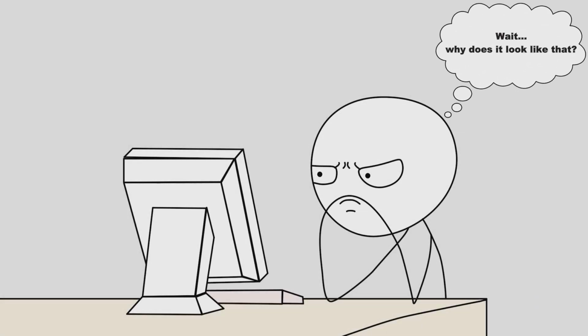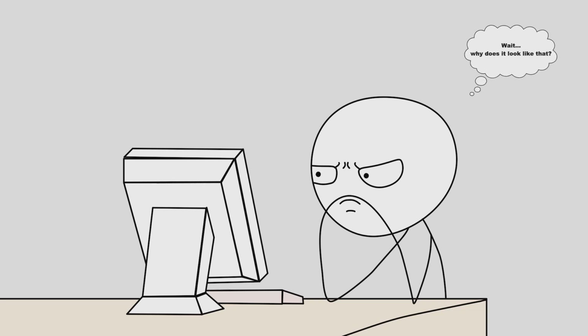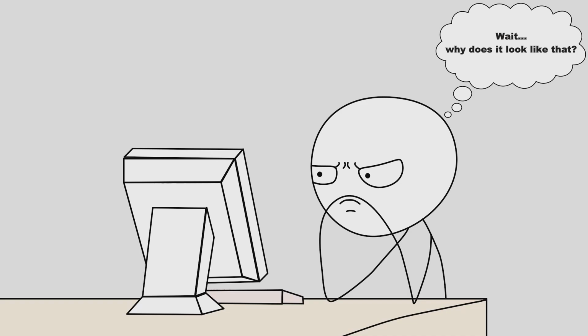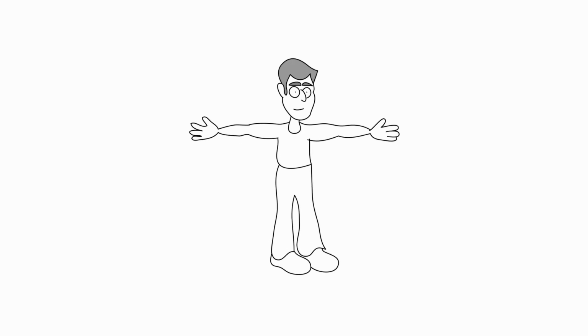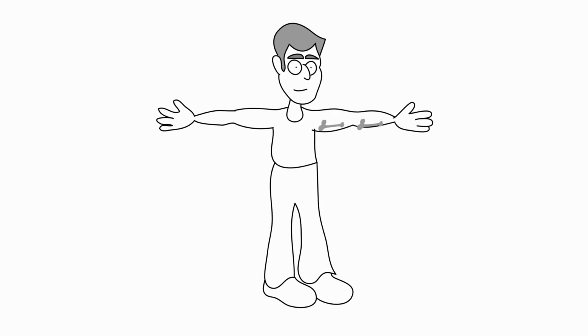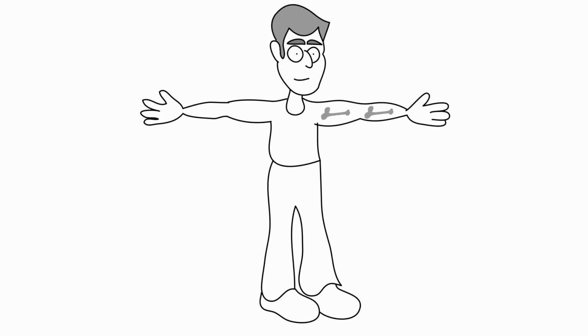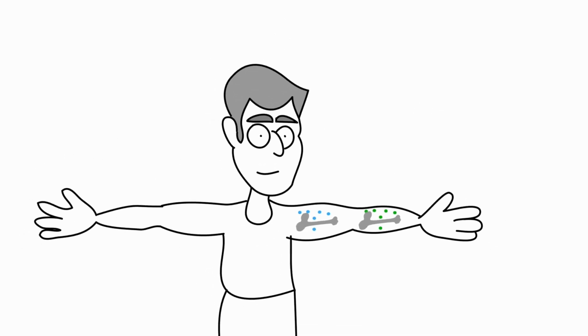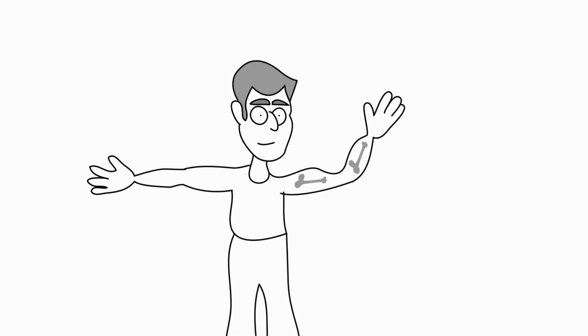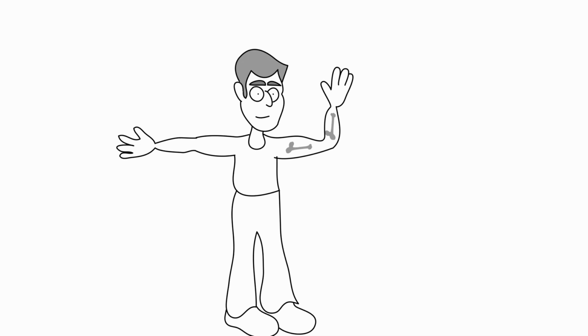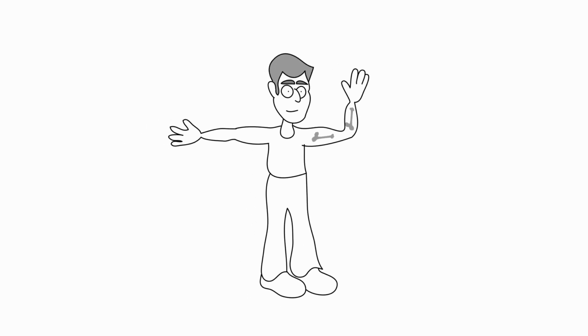Point binding is a powerful tool, but it's not without its challenges. Let me show you how to use it effectively. So what exactly is point binding? Think of your character as a puppet and the bones in Moho as the strings. Point binding allows you to attach specific points of your character's artwork directly to these bones. This gives you precise control over which parts move with each bone, preventing unwanted distortions.